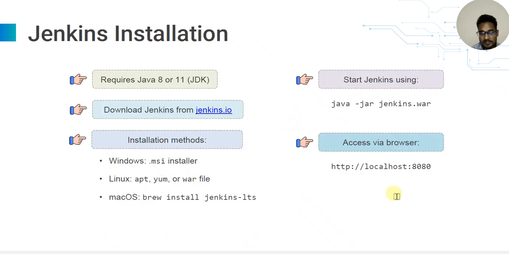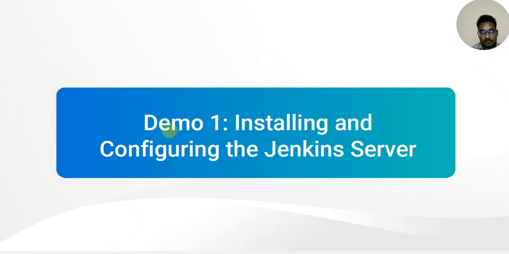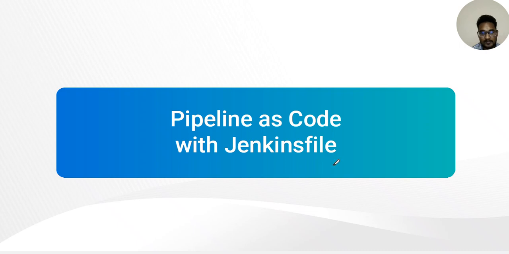The Jenkins URL is http://localhost:8080. Manage plugins from Manage Jenkins, then Plugin Manager. This is the Jenkins configuration part. Demo 1: installing and configuring the Jenkins server.